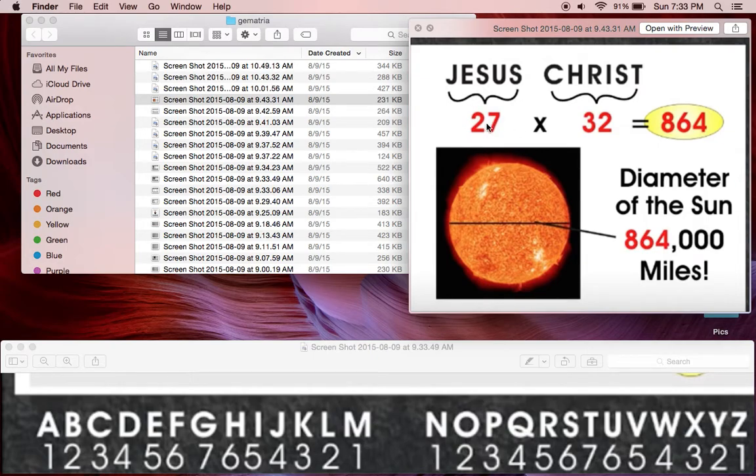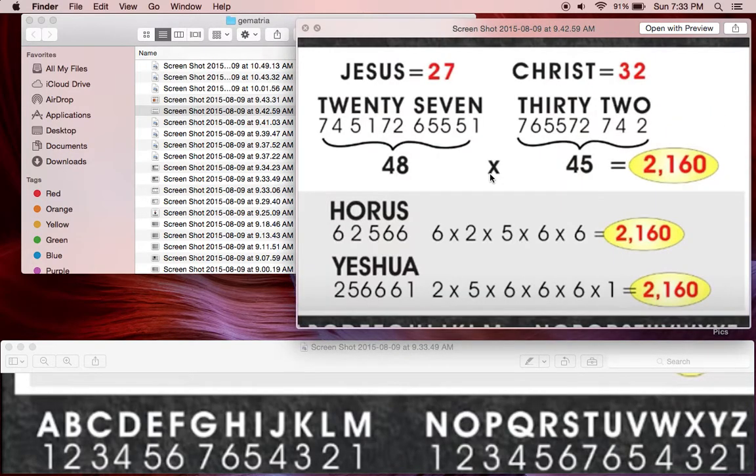Jesus is 27 and Christ is 32. Multiply that, you get 864. And the diameter of the sun is actually 864,000 miles. So its radius is actually 432, but we'll get into that in a second.